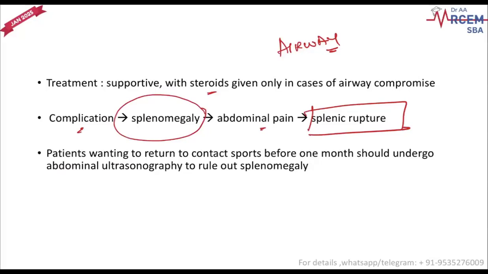For that reason, we tell them not to go ahead with any contact sports, including football, rugby. They should avoid it at least for a month. If they want to start playing any contact sports before 1 month, they need to get an ultrasound scan done and rule out splenomegaly. Otherwise, you're not giving any clearance for them to go ahead and play contact sports at least for a month.